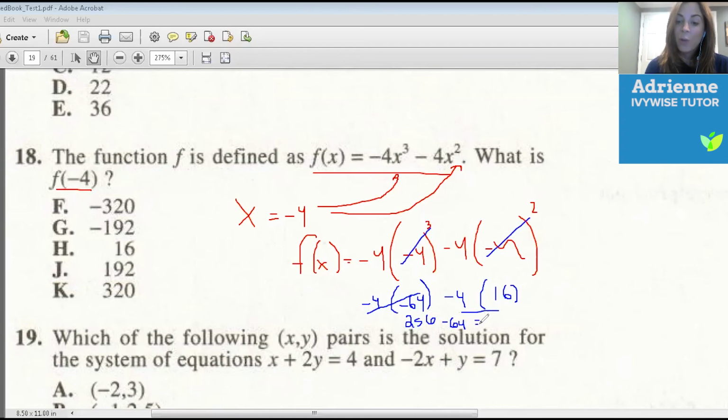So right now I have 256 minus 64. Subtraction will be my last step in here. And I get as my final answer 192, which is going to be answer choice J.